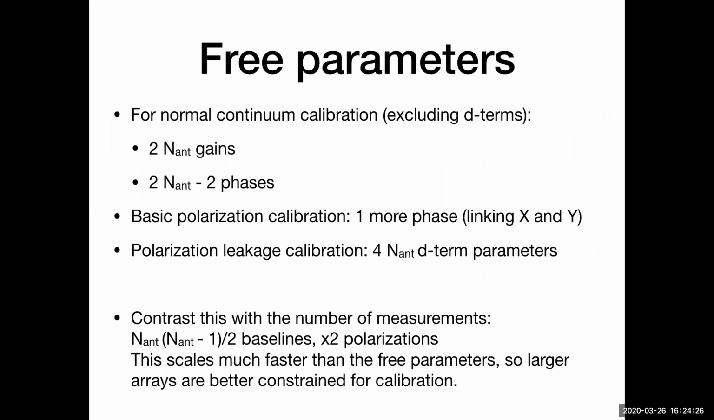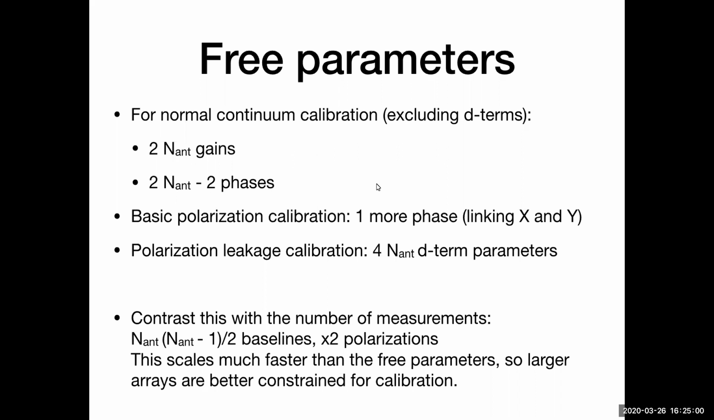And so I wanted to put in a quick word on the number of free parameters here, because this is a mildly interesting aspect of things. So for a normal continuum calibration for an interferometer, not worrying about the polarization leakage, you have 2 times the number of antennas gain parameters, because there's an X and a Y. So you get 2 per antenna. And you get 2 times the number of antennas minus 2 phase variables.